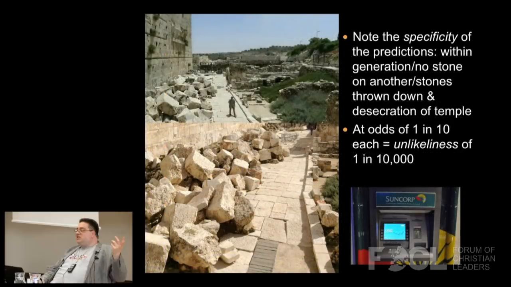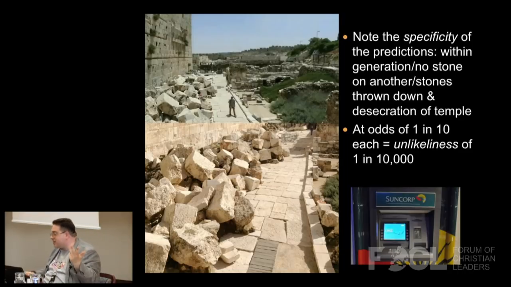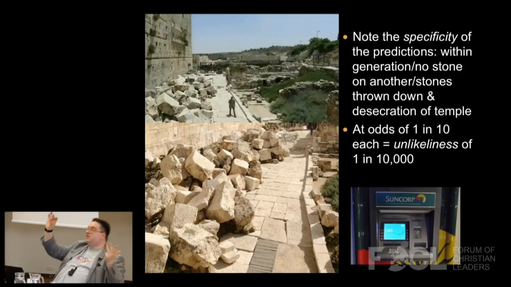Again, note the specificity that we do have of the predictions, though. This will happen within a generation. There'll be no stone left on another. The stones will be thrown down. The desecration of the temple and fleeing being really important at that stage. So we've got 4 predictions there. If we gave odds of 1 in 10 to those, that's 1 in 10,000. That's your pin number. That's breaking this lock again.